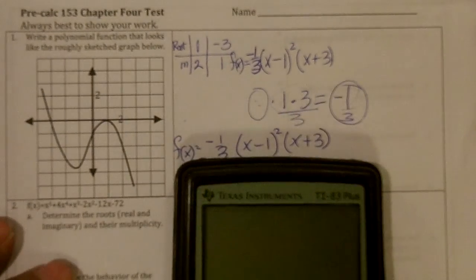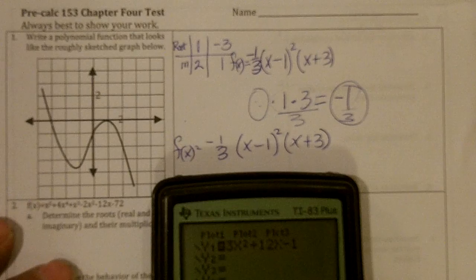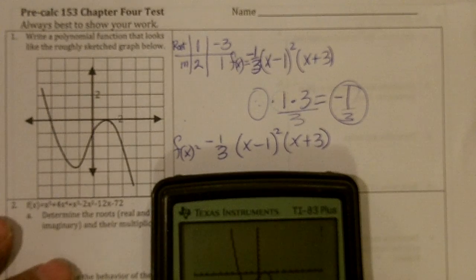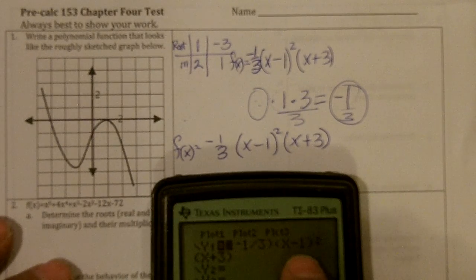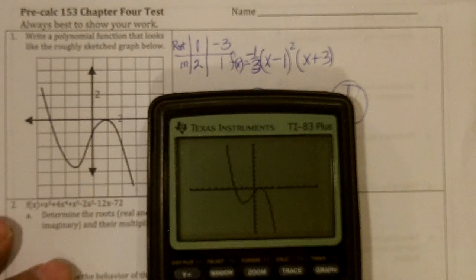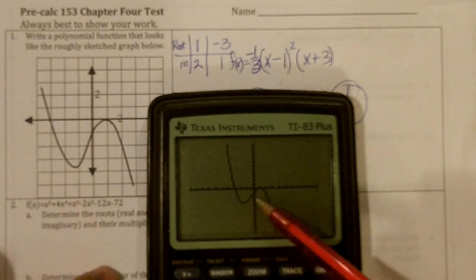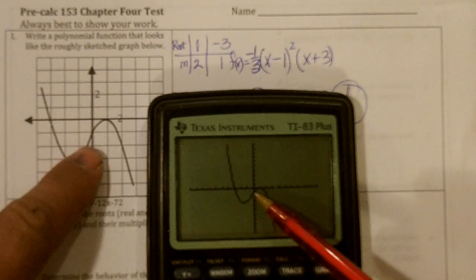Let's see how close that does look. So we'll go here just to make sure we're doing this right. Parenthesis, -1/3, 1 divided by 3, close parenthesis, times parenthesis, x minus 1, close parenthesis, squared, times parenthesis, x plus 3, close parenthesis. I'll do zoom 6. Oops, did I forget the minus? -1/3 times x minus 1 squared and x plus 3. Graph. Oh, yes. So it looks like it comes down through -3. It goes down 1, 2, 3, or 4. This looks like somewhere between 3 and 4. It comes back up through 1 and hits -1 on the y-axis, and it's up there.